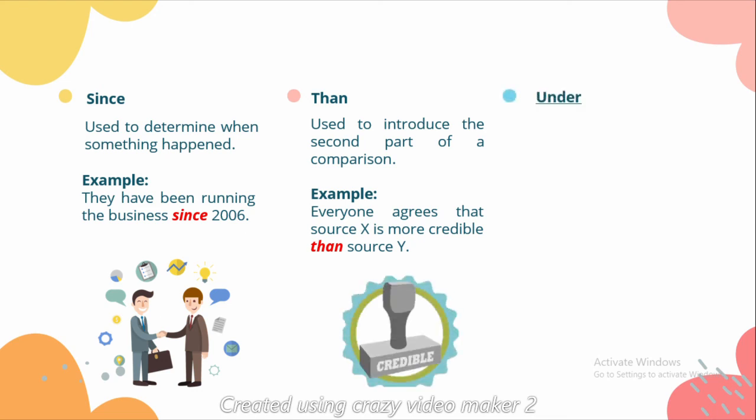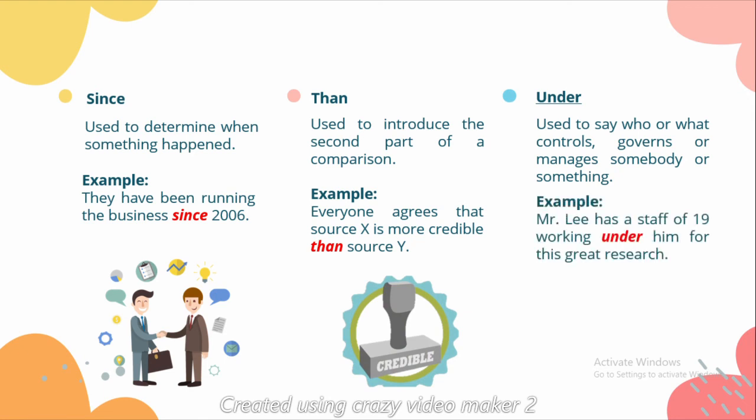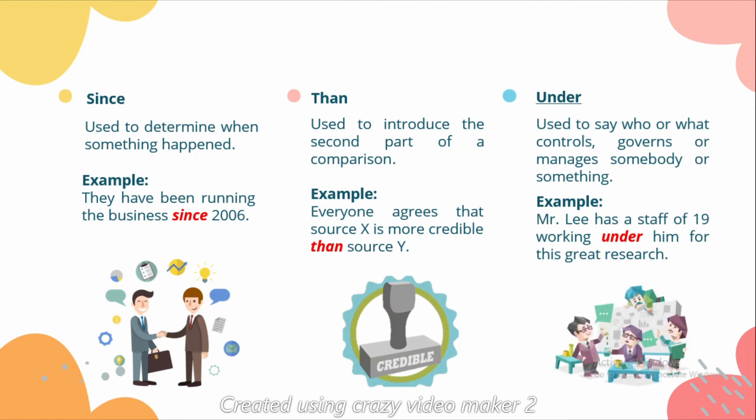Preposition under. Used to say who or what controls, governs, or manages somebody or something. For example, Mr. Lee has a staff of 19 working under him for discrete research.